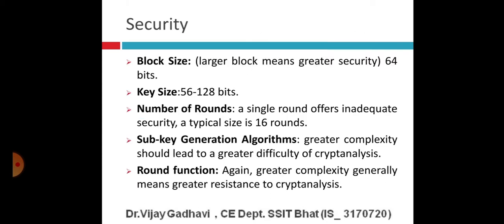Block size: a larger block means greater security; 64 bits. Key size: 56 to 128 bits. Number of rounds: a single round offers inadequate security. A typical size is 16 rounds. Subkey generation algorithm: greater complexity should lead to greater difficulty of cryptanalysis. Round function: again, greater complexity generally means greater resistance to cryptanalysis.